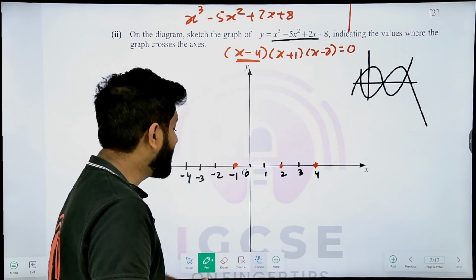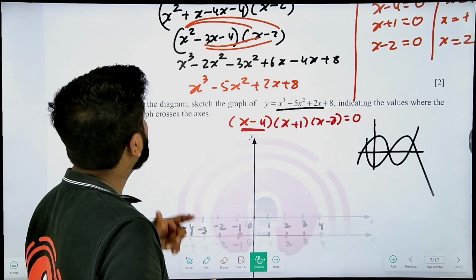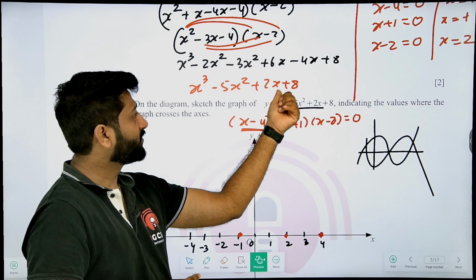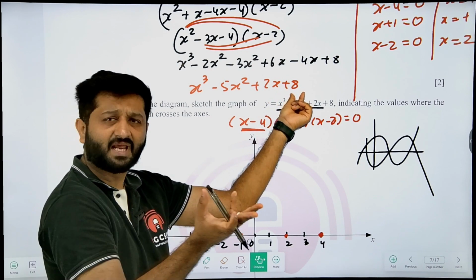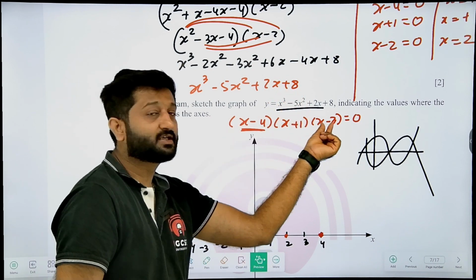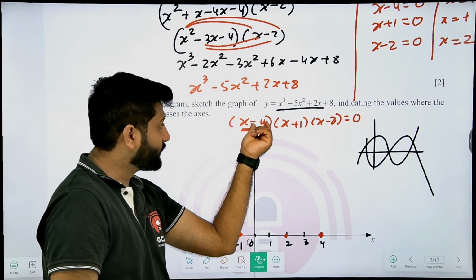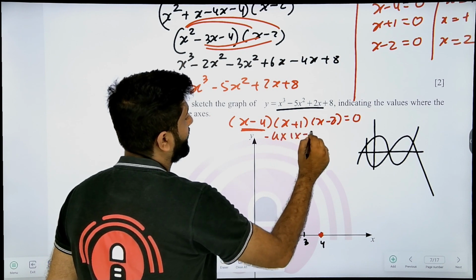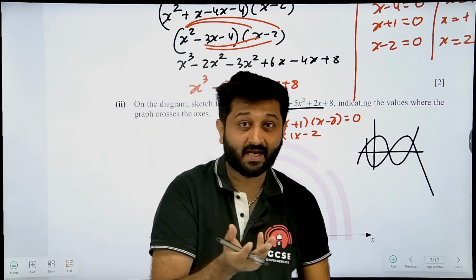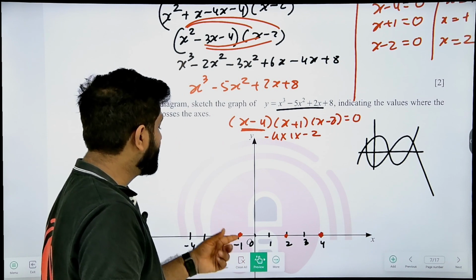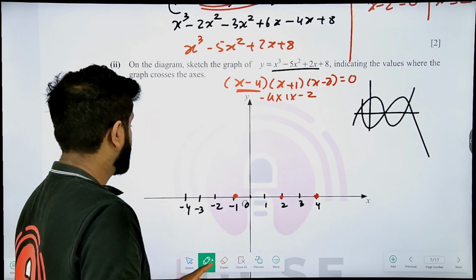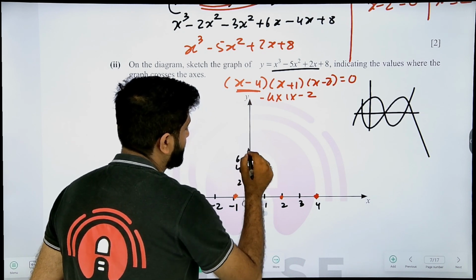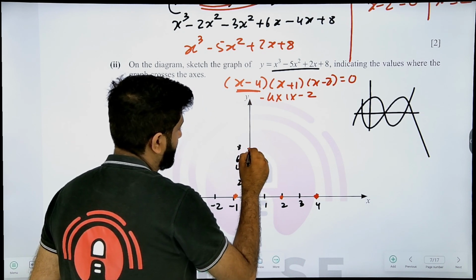Now, how do I find my y-intercept? You can always find your y-intercept by substituting x as 0. If I substitute x as 0 in the expanded equation, obviously the answer is going to be 8. Even if I substitute x as 0 in the factorised form, I have negative 4 into 1 into negative 2, which is nothing but 8, right? So your y-intercept is also 8. Let's say this is 2, this is 4, this is 6, maybe this is 8. So, this is my point.